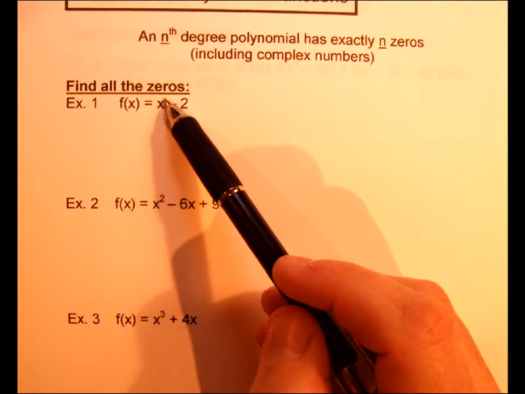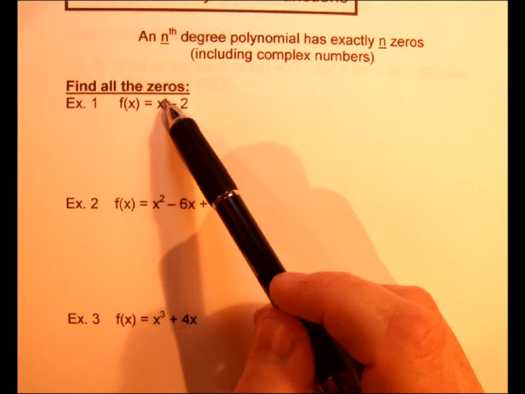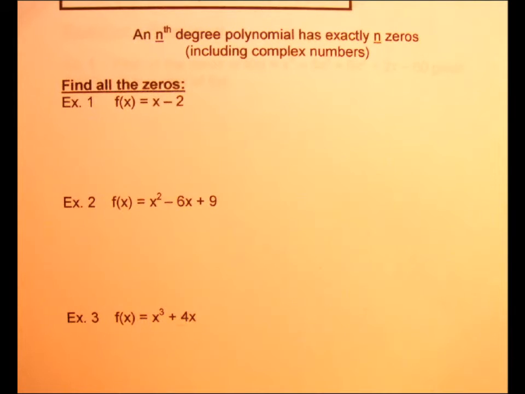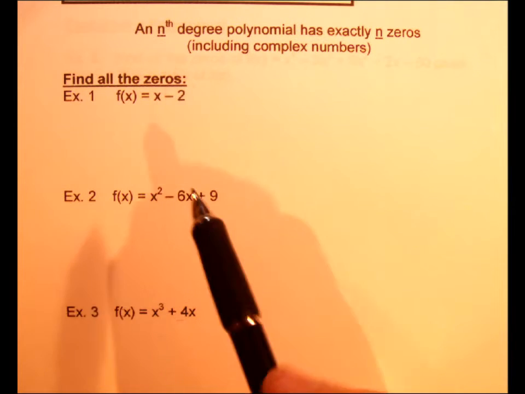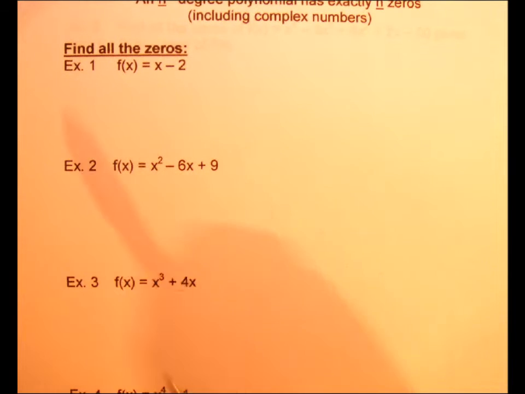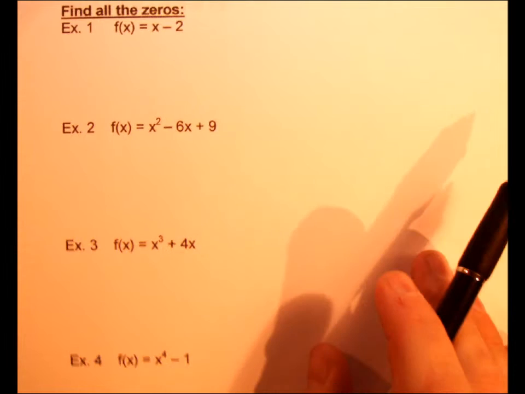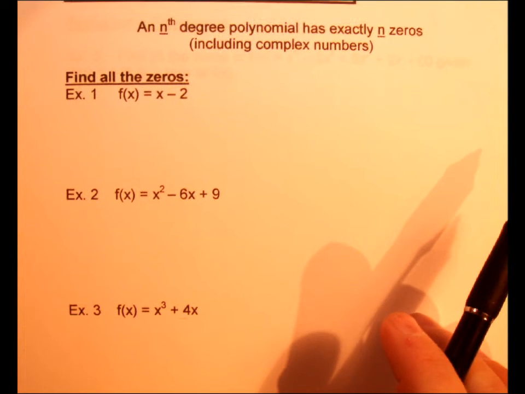The degree of this function is just 1 because the exponent's 1, so it has exactly 1 zero. This one right here, the degree is 2, so it has exactly 2 zeros, and 3 and 4. Okay? So that just tells you how many zeros you can possibly have.